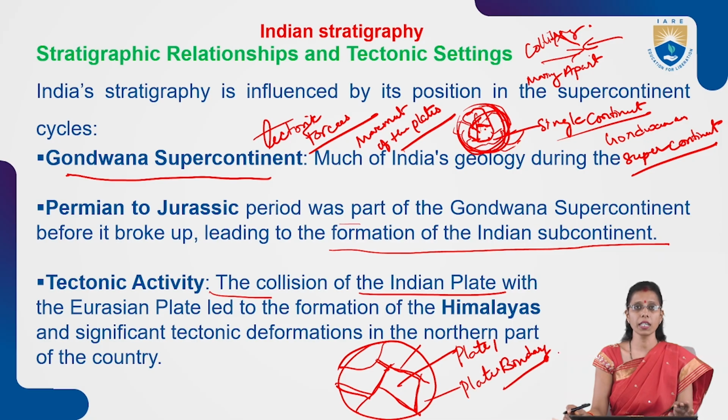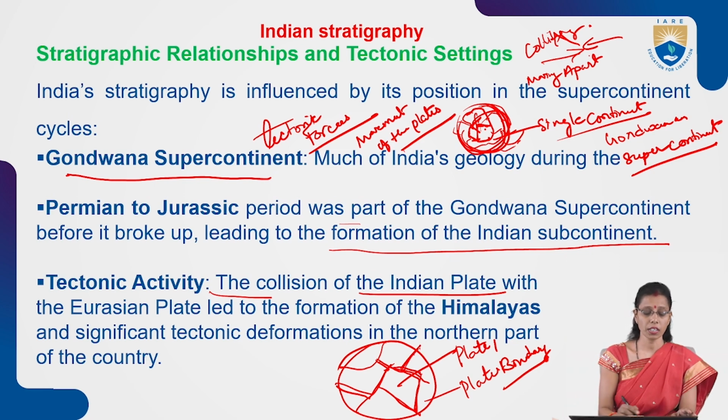Slowly the collision of the Indian plate with the Eurasian plate has taken place, which led to the formation of the Himalayas. As I told you in the previous lecture, wherever the tectonic forces are acting, wherever the earthquake region is, there the Himalayas are formed. So wherever you find these plate boundaries, there the Himalayan regions are formed. The Eurasian plate led to the formation of the Himalayas and significant tectonic deformations in the northern part of the country.